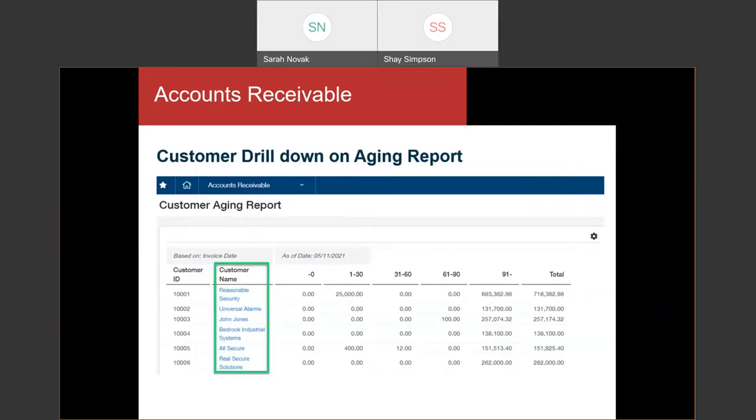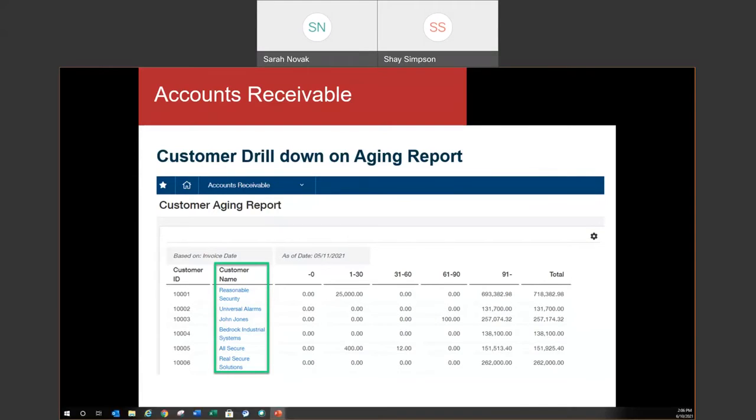But if we do need to see some information on a customer, maybe perhaps some terms that were set up on that customer to ensure that those terms were correct, or maybe some other information pertaining to that customer, we could actually drill down into that customer record now.